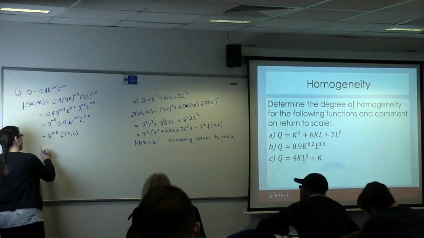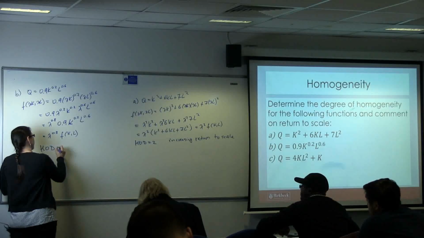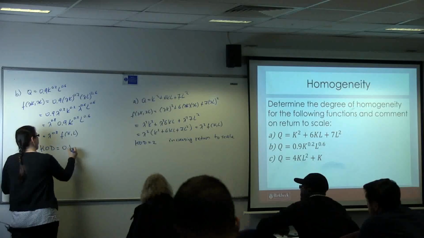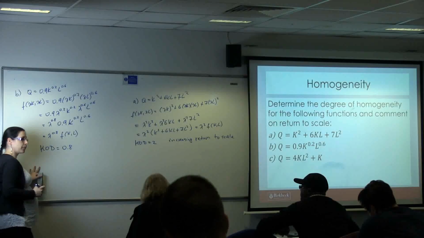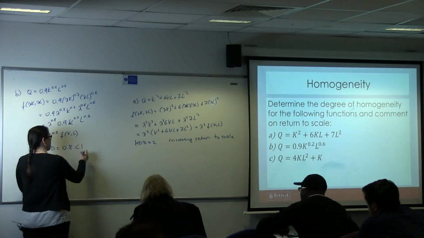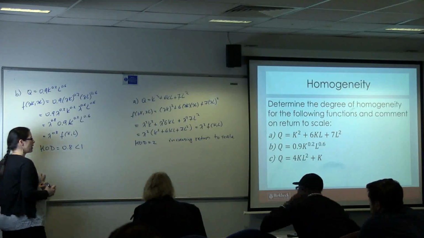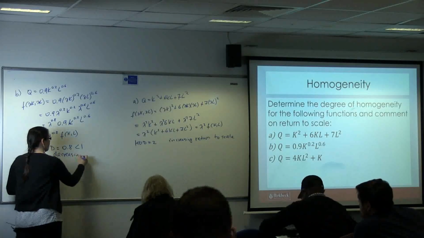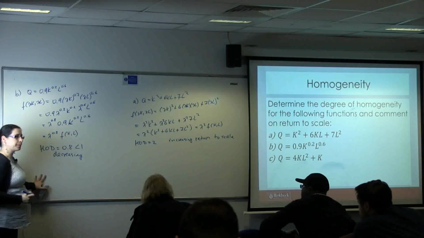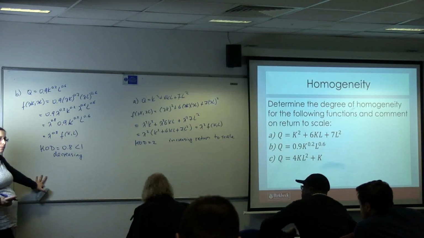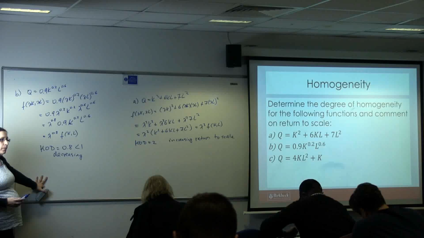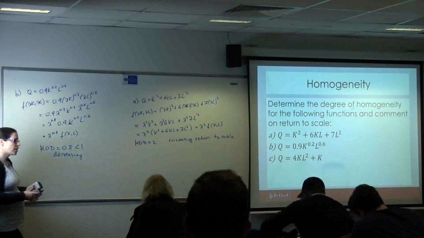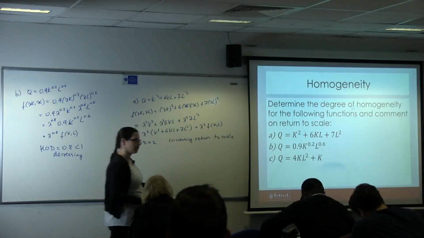So the degree of homogeneity is 0.8. That is less than 1, so it's a decreasing return to scale function. These homogeneity questions are not as complicated as they come across.